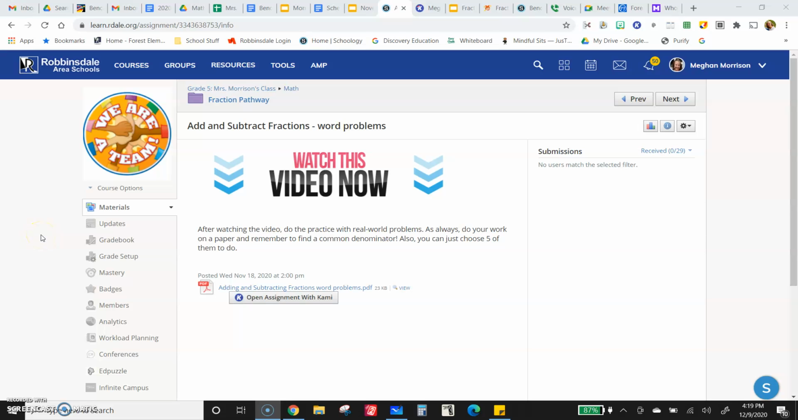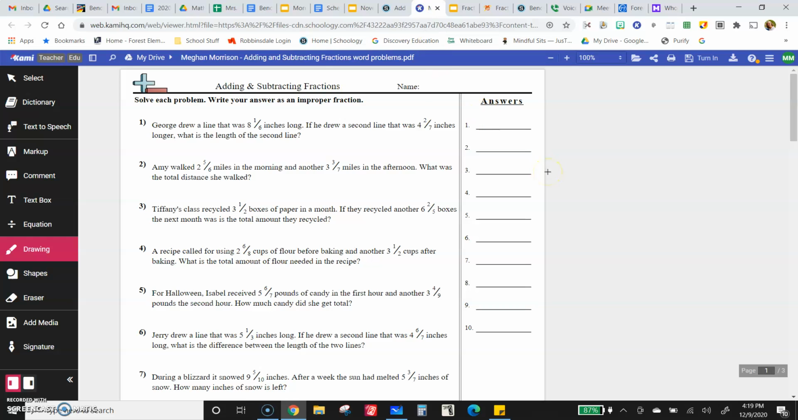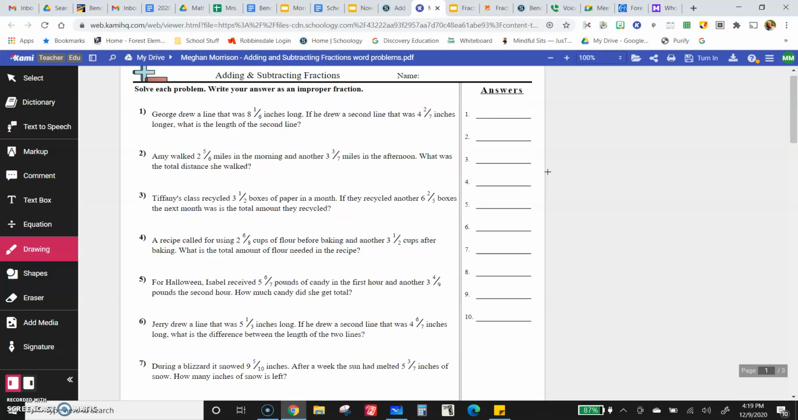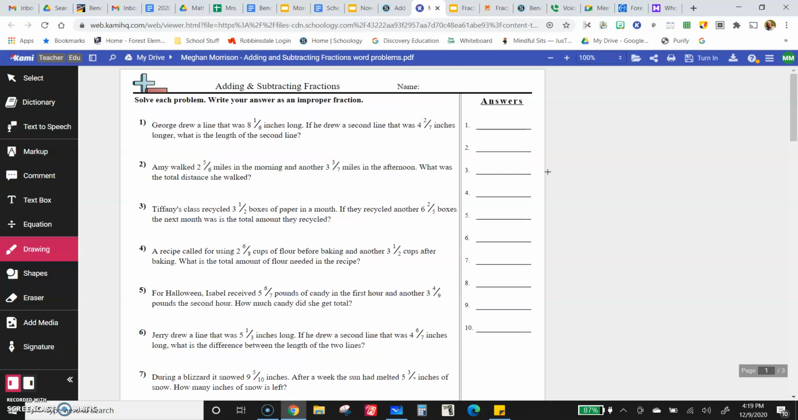All right, time for some real world problems. Noticing it says right off the bat, add and subtract. So you'll always be either adding or subtracting the fractions. Also, like it says in the directions, you only need to do 5 of the problems. There are 10. You can do all 10 if you want, but you do not have to.